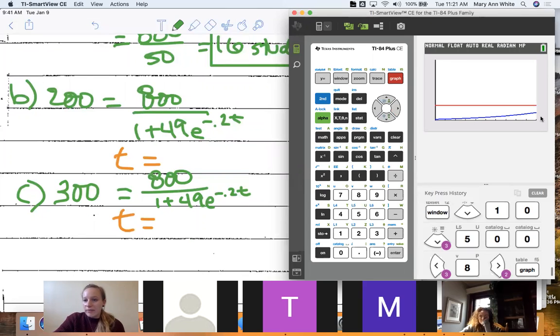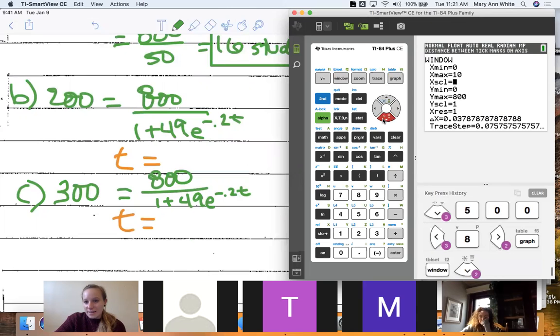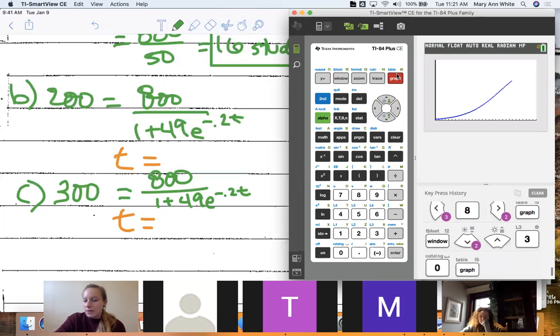Okay, not enough on my X's. I need to go bigger on my X's. So let's make my X's like, I don't know, 30. There we go. Ooh, I see a nice pretty graph. It looks like a logistic graph, and then I've got a point of intersection. Almost all of what we're doing today is finding point of intersection, so I'm not gonna talk through it except for this first time.